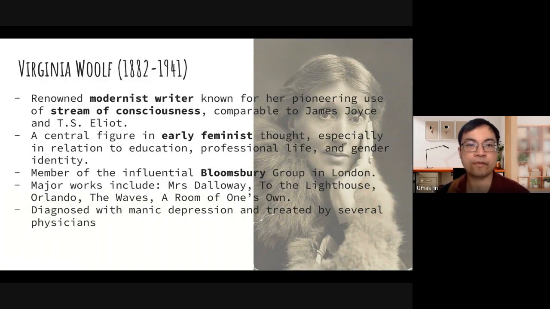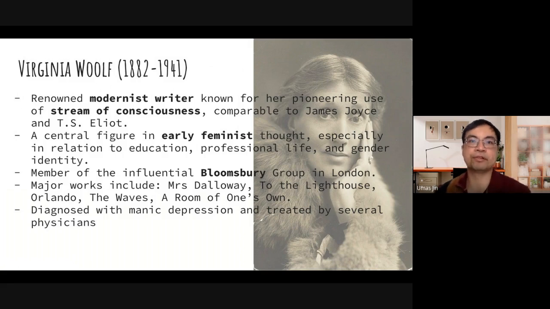Virginia Woolf is a renowned modernist writer. She is known for her pioneering use of stream of consciousness, which means just writing whatever comes to your mind. She is often compared with her contemporaries, James Joyce and T.S. Eliot. She is also a central figure of early modernist thought, especially in relation to education, professional life, and gender equality and identity. She was also a member of the influential Bloomsbury Group in London.